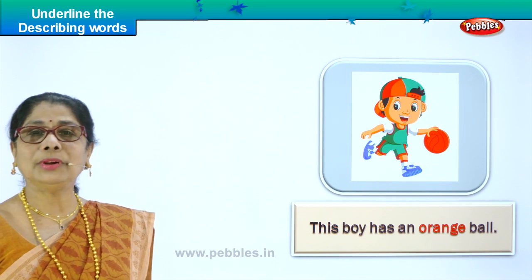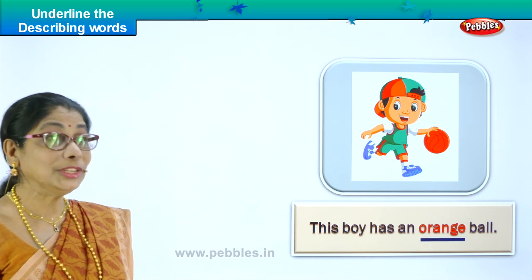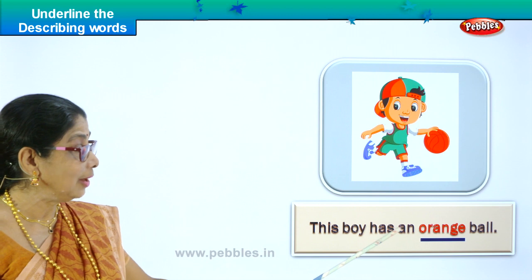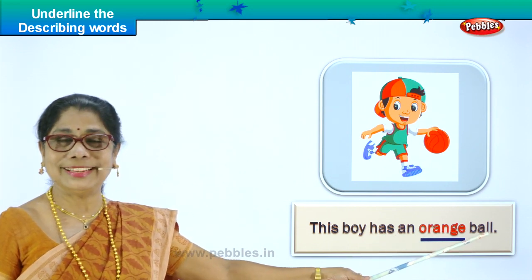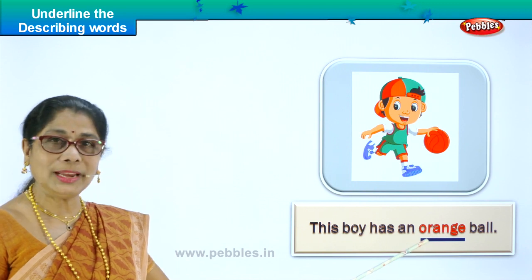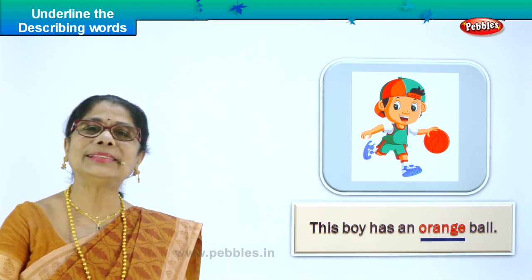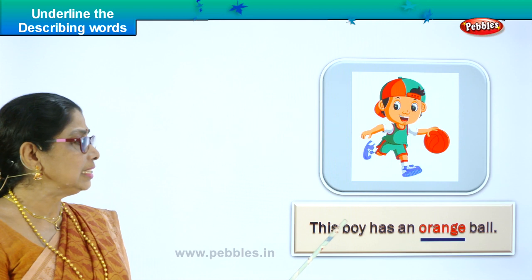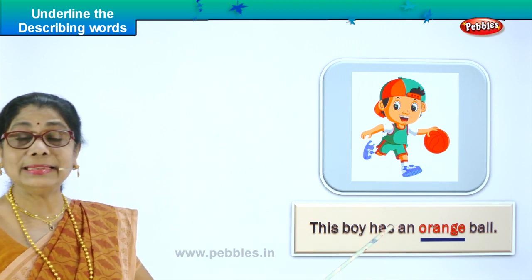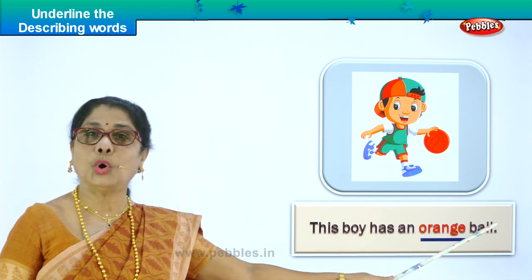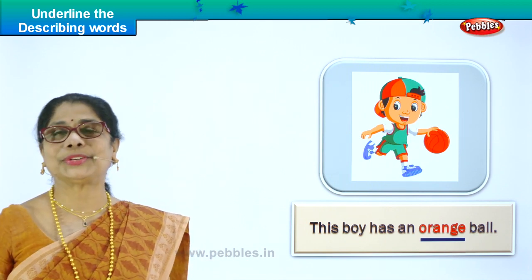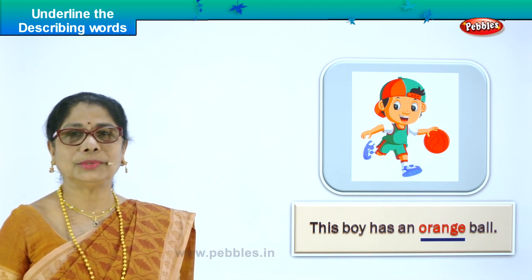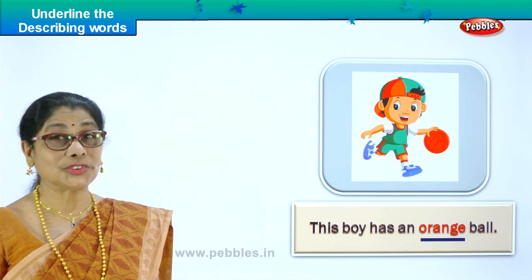What color ball does he have? He has an orange ball. The boy has an orange ball. Good. You identified the descriptive word. We underline it. Now read the sentence with me. This boy has an orange ball. Look at the full stop. You learned to read the sentence? Good. Let's get on to a new picture.